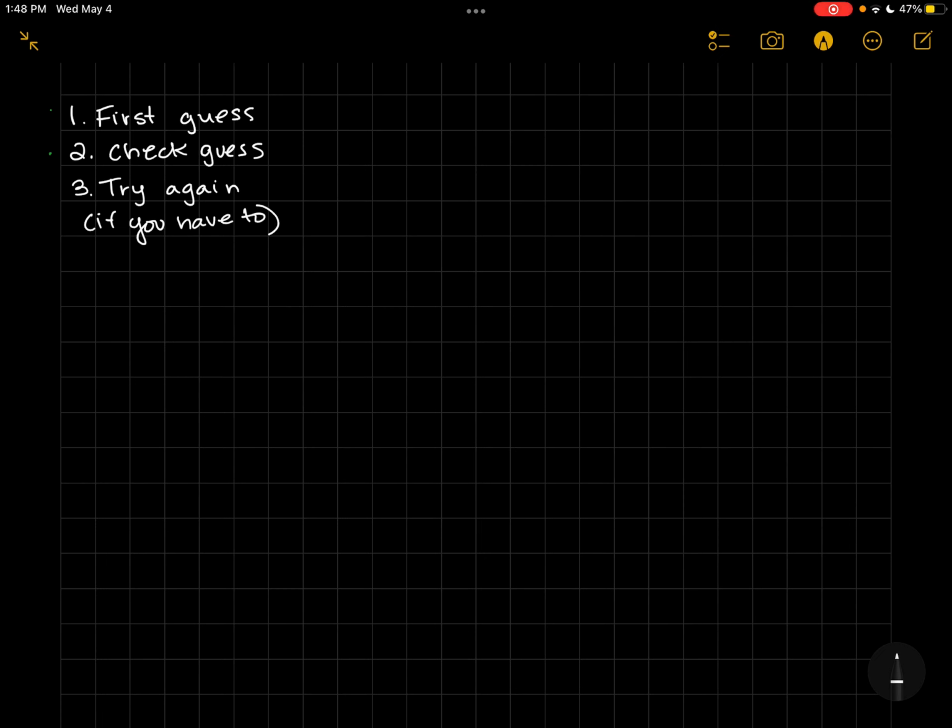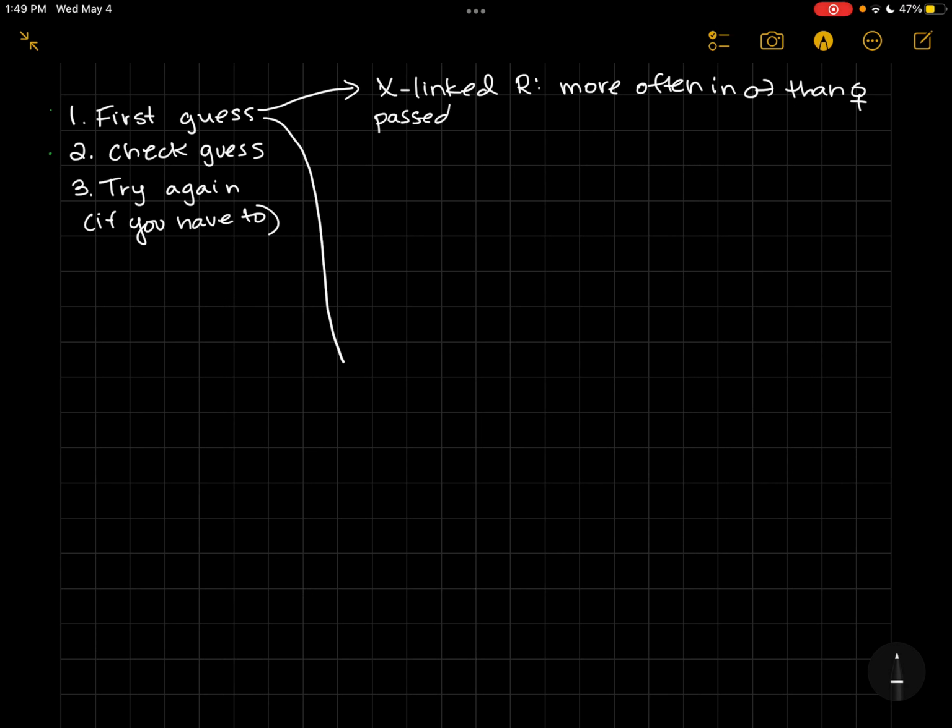So what should your first guess look like? First off, for X-linked, we're only going to be doing X-linked recessive. That's all we've done in this class, not X-linked dominant. So if you have an X-linked recessive, you're going to see it more often in males than in females. You're going to generally see it passed on from mother to son. So the mother has to be a carrier to pass it on to her son.